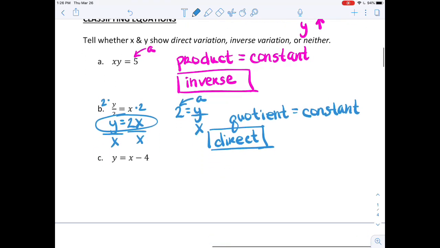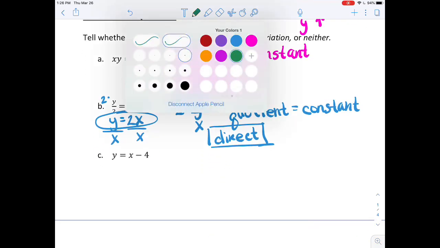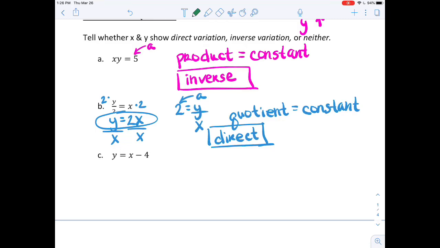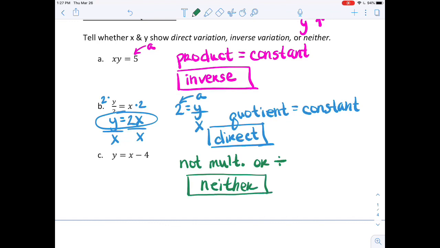All right, this final example on this page shows that y is equal to x minus 4. I don't see any multiplying or dividing here. If I wanted to get x and y on the same side, I would be subtracting x from both sides to do that. So this is not multiplying or dividing. So that means that it's neither. Remember, it has to be either multiplying or dividing to get a constant in order for it to be inverse or direct variation.